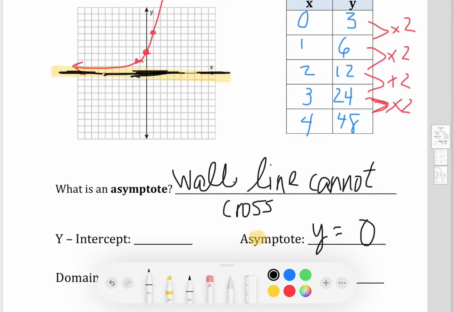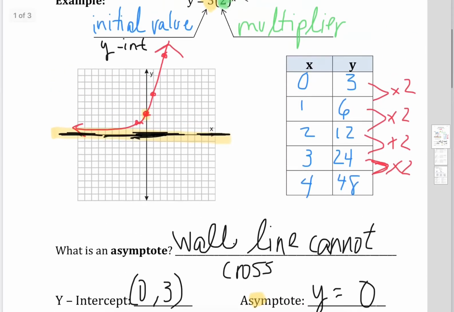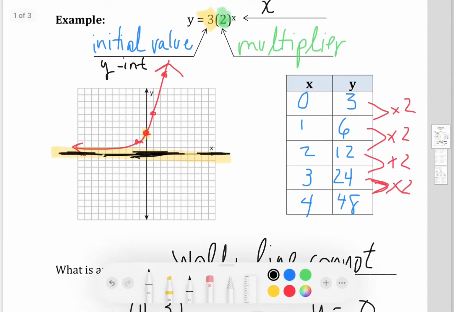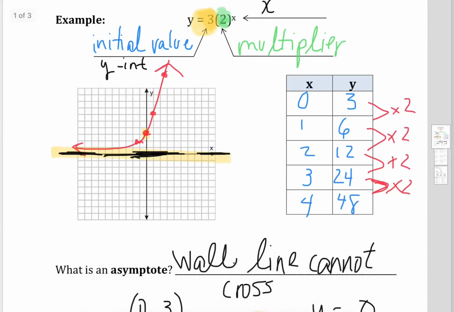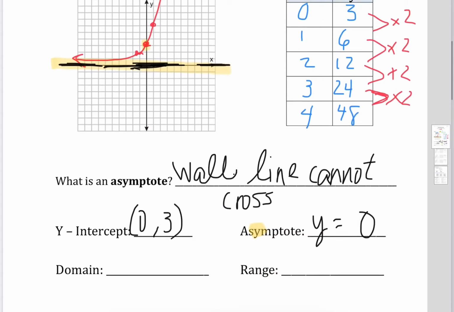So now the y-intercept, we can get that in two places. We can look at my graph, and I can see it crosses the y-axis at the number 3. You could have looked at the table, and it has the ordered pair 0, 3 on that table. Or you could have looked at the original question. The y-intercept is the initial value, which is the number in the front. Very easy.